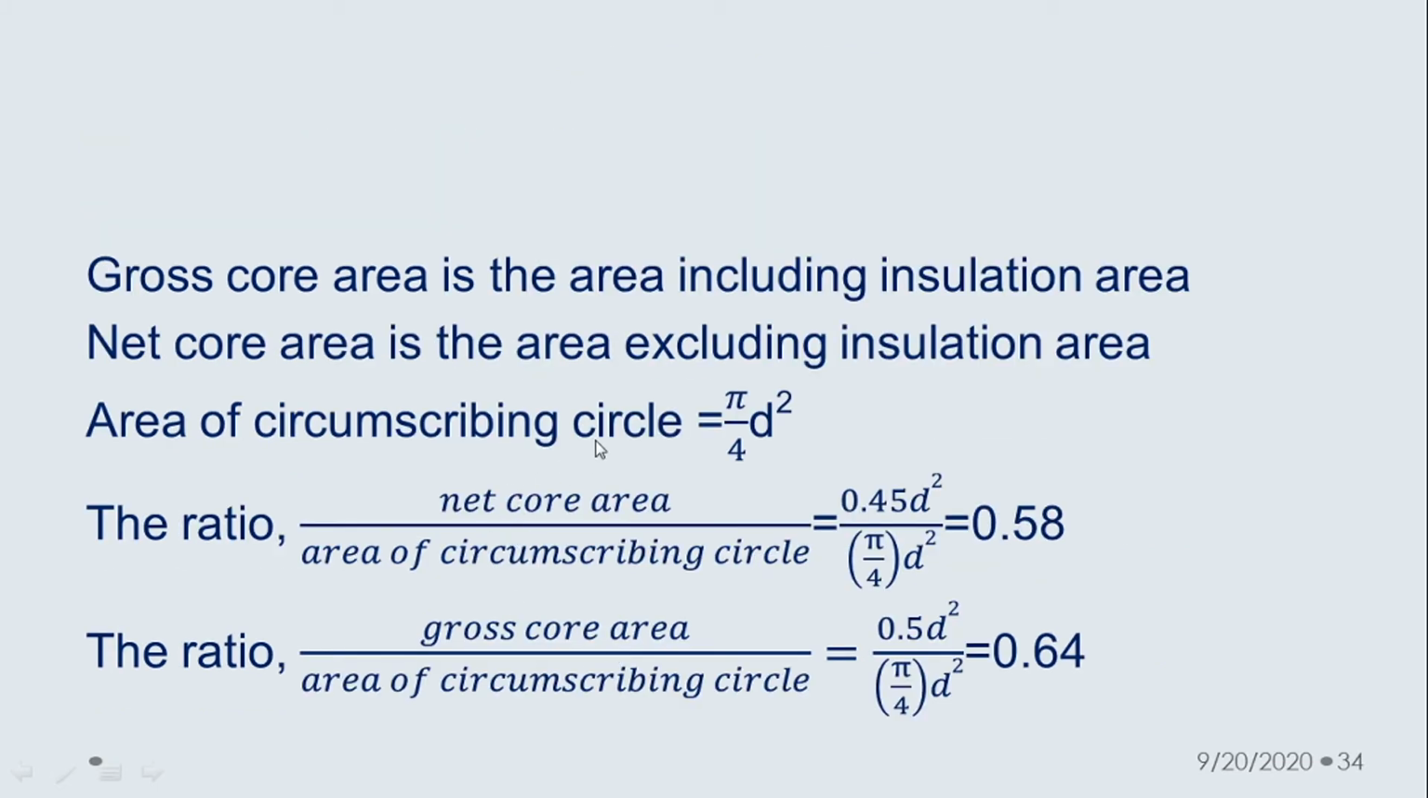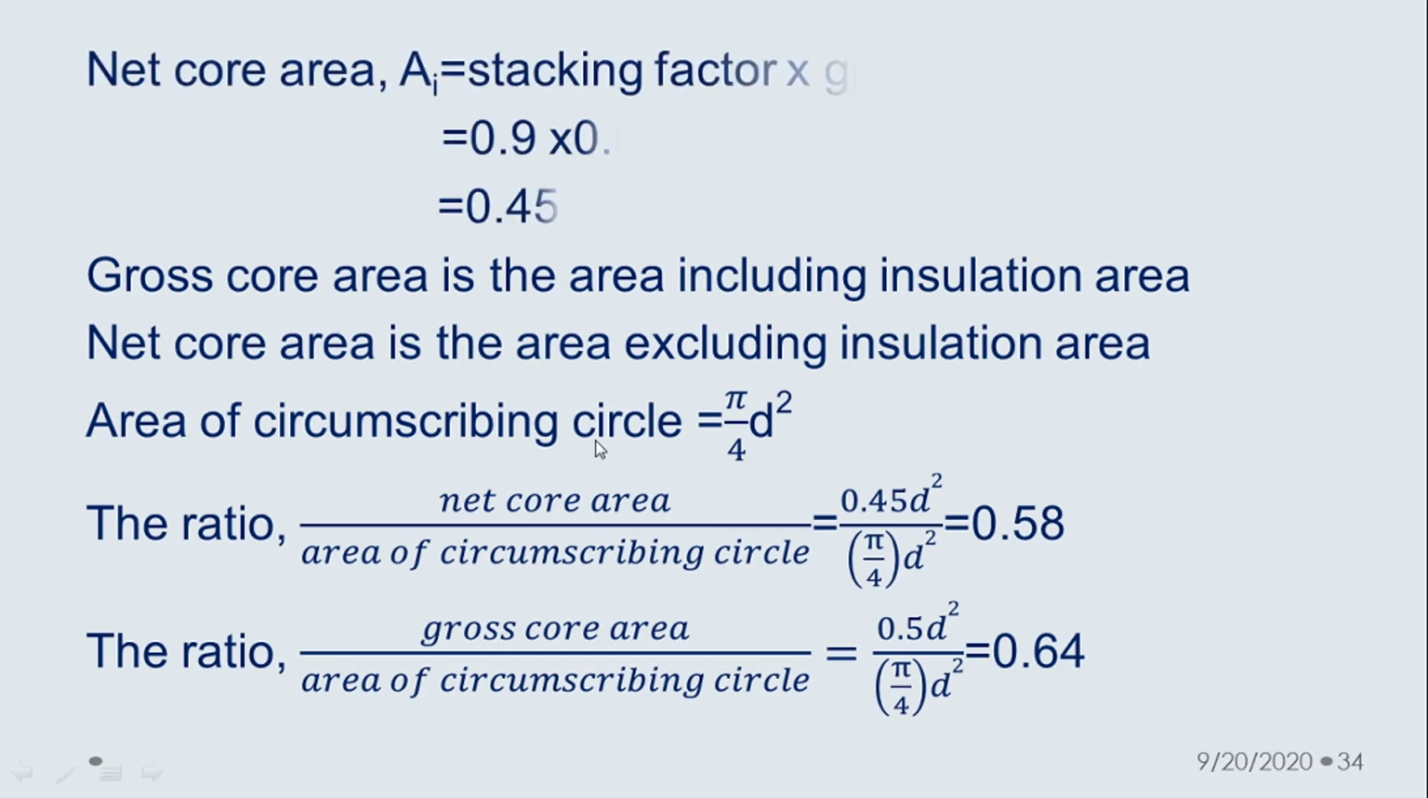Then the net core area, that is Ai, is equal to stacking factor into gross core area, correct? Net core area, that is Ai, is nothing but stacking factor into gross core area, because the stacking factor definition is net core area by gross core area.